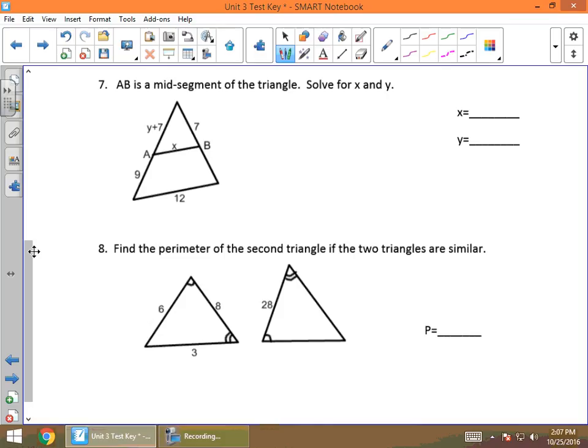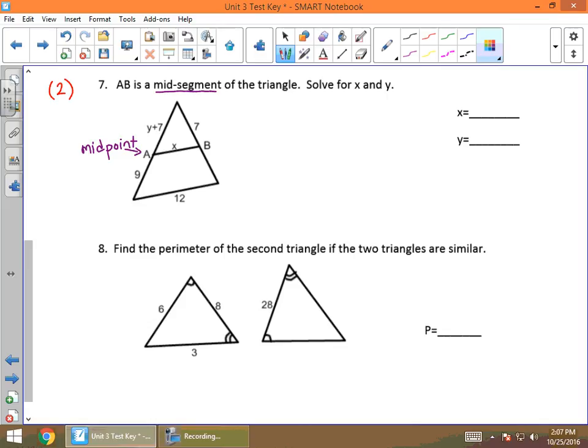All right, question number 7. Again, pretty easy to tell. This is 2 points. And for 2 points, it says AB is a mid-segment. There are several things we know about a mid-segment, namely that the mid-segment is half the distance of the side it is parallel to. So A and B are midpoints. Why do I know that? Because of the definition of mid-segment.